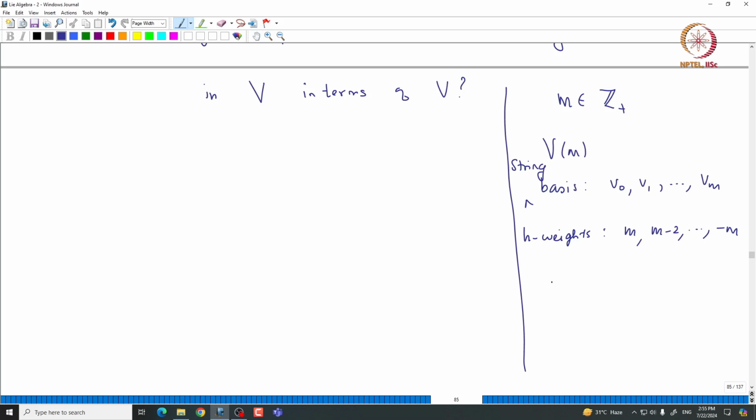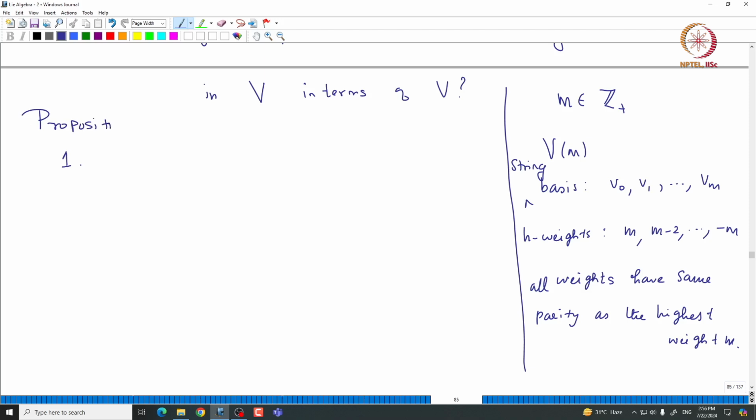Note that all weights have the same parity as the highest weight, which is m. Now, using this and complete reducibility, it is immediate that, let me make the first statement. These are indeed observations, but let us state it as a proposition.